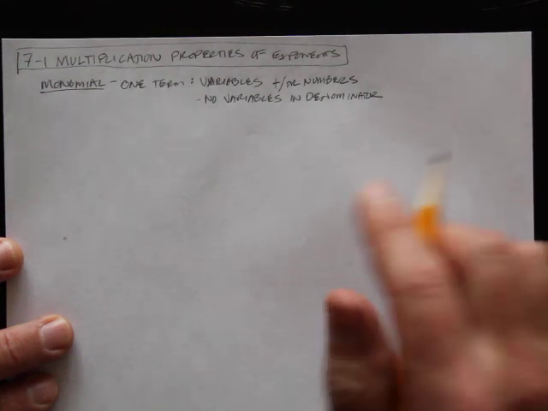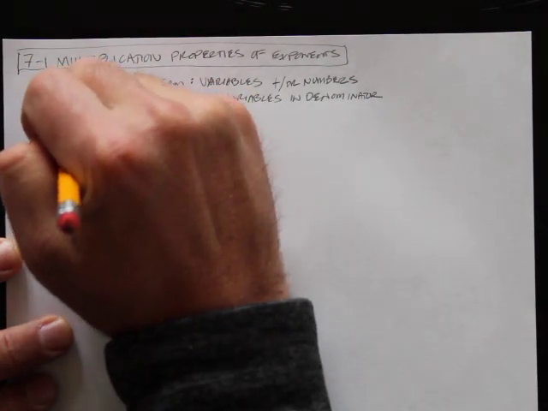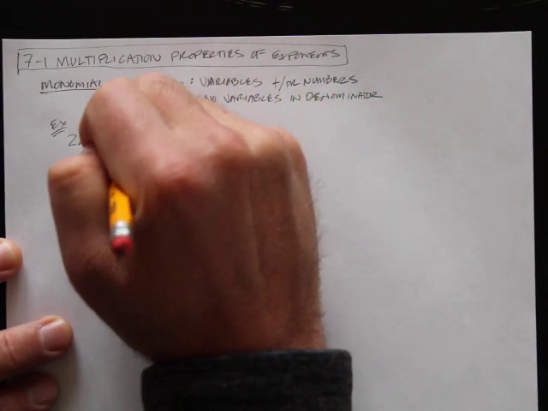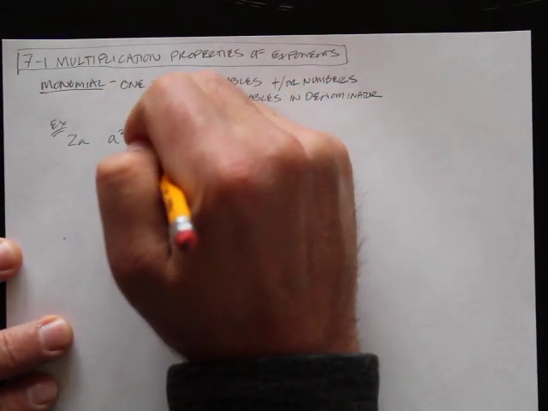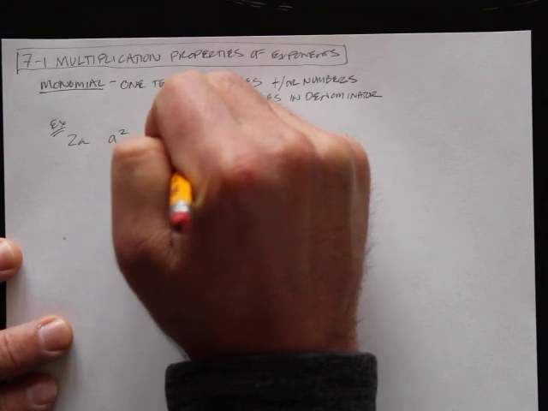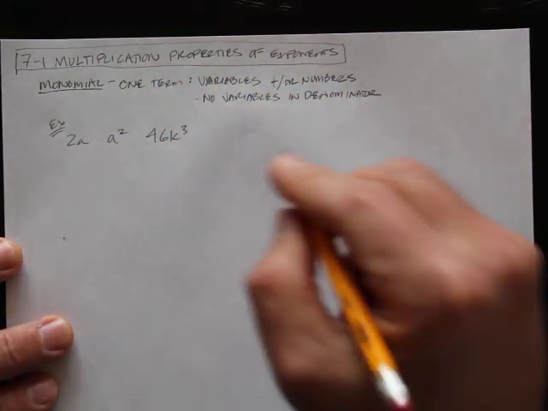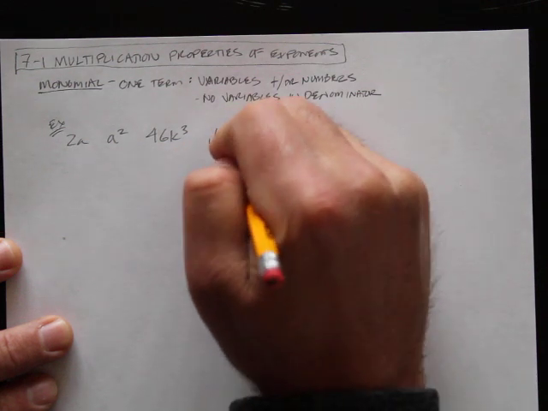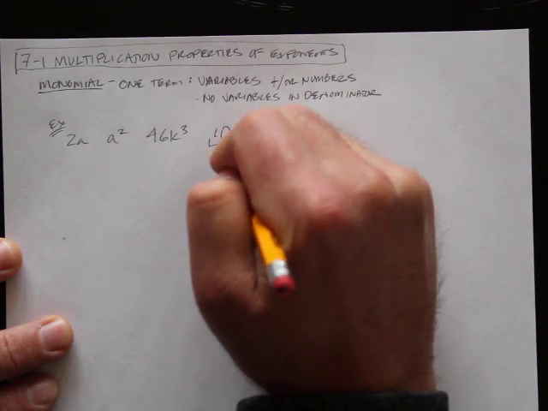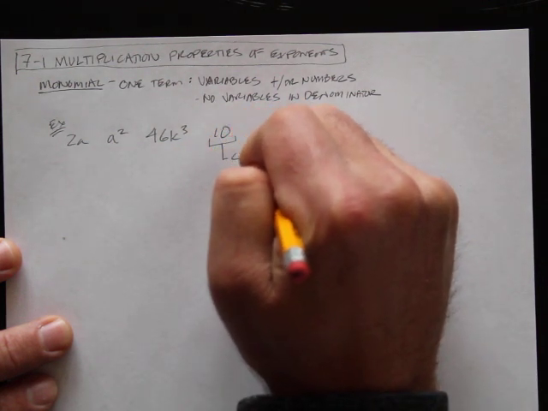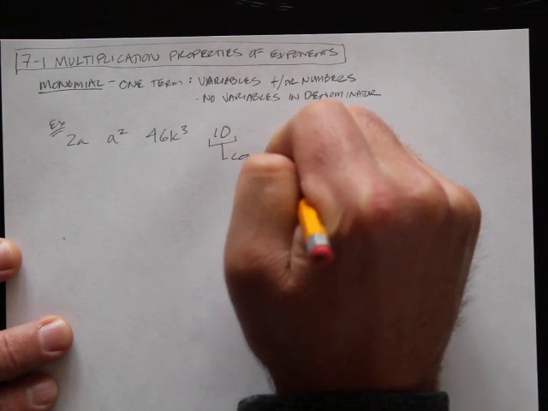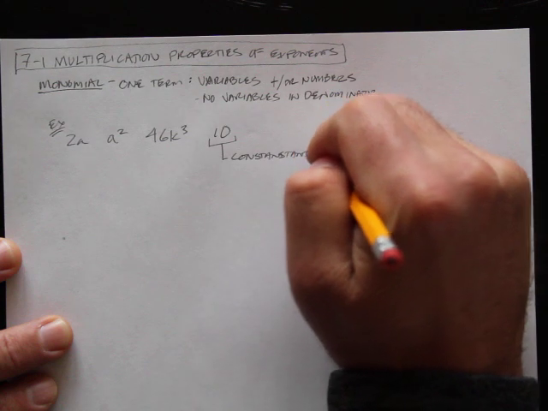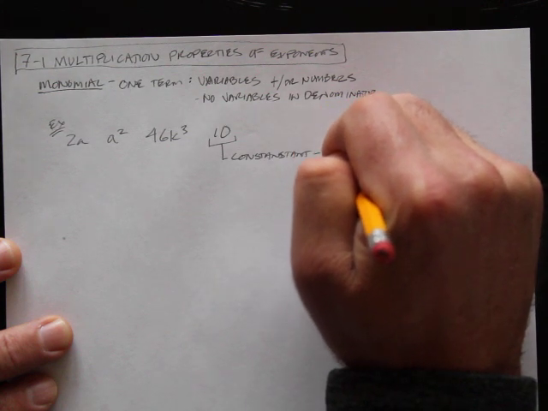Right, that's a monomial. So here's an example. A monomial would be 2a, that's a monomial. a squared is a monomial. 46k to the third power, that's a monomial. 10 is a monomial, but this one we call a constant, which is a number with no variable.